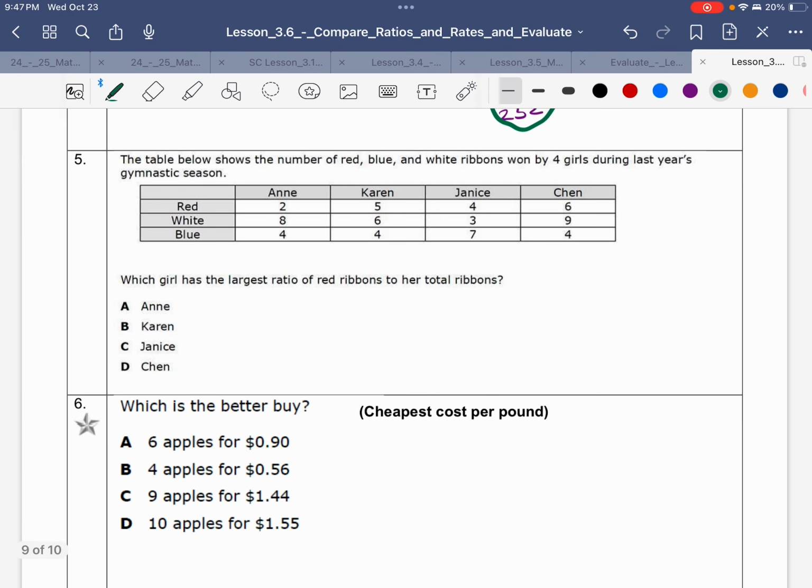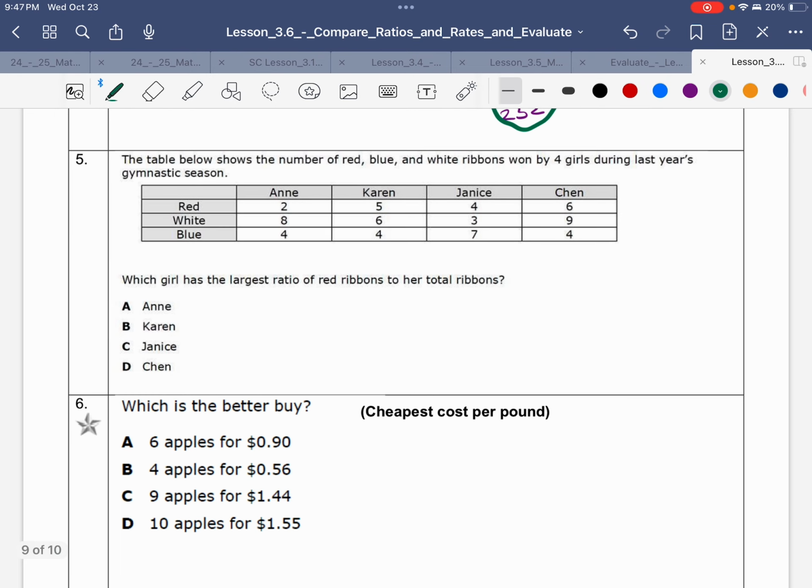All right, I think these are our last 2 problems. It says the table shows the number of red, blue, and white ribbons won by 4 girls during last year's gymnastics season. Which girl has the largest ratio of red ribbons to total ribbons? So largest ratio of red ribbons to total ribbons. Okay. So Ann, I'm going to work them right underneath. So Ann's is red ribbons. And her total, let's add them up. 8 plus 2 is 10, then 14.